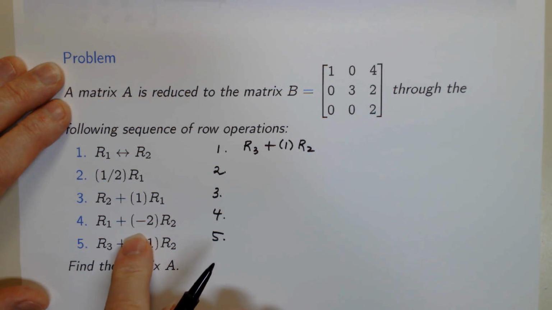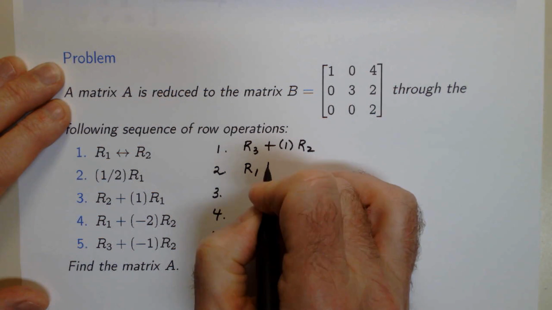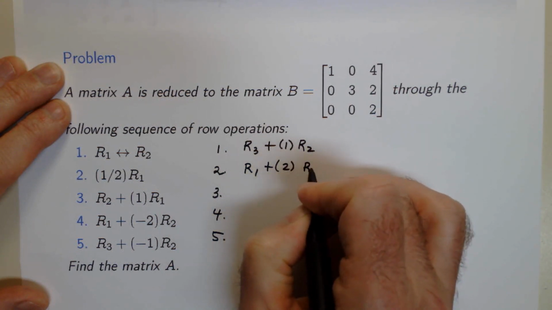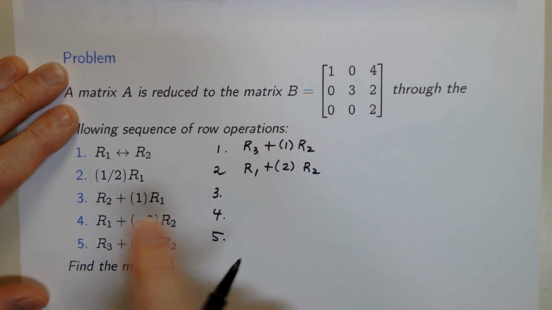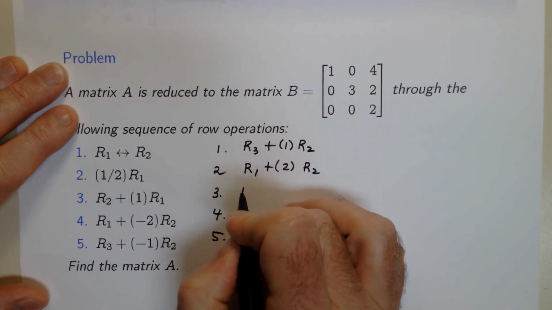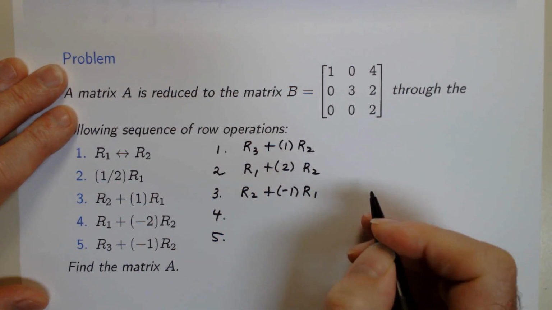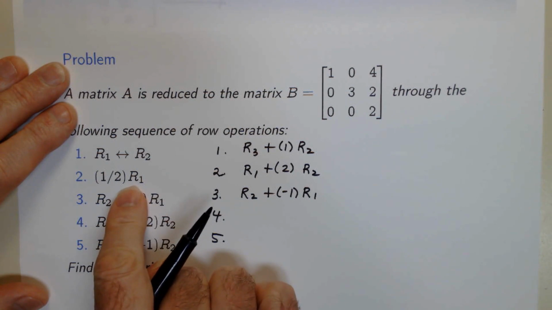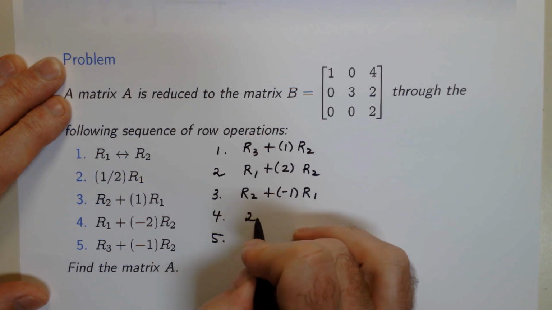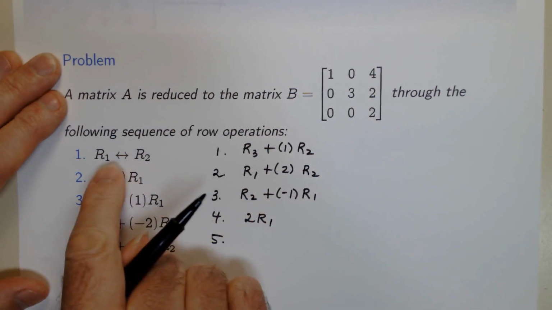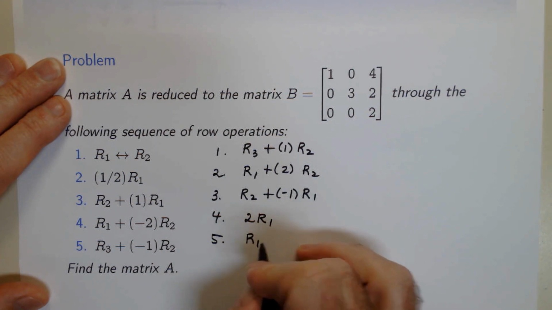Again, we can undo this type 3 operation. This will be row 1 plus 2 times row 2. This third one, again, is a type 3 operation, so we can undo it with another type 3. So this will be row 2 plus -1 times row 1. All right? We can undo this scaling by simply using a multiple of 2 instead of the 1/2. So we'll do 2 times row 1. And we can undo this row switch by just repeating the row switch. So we'll do row 1 and row 2 switch.